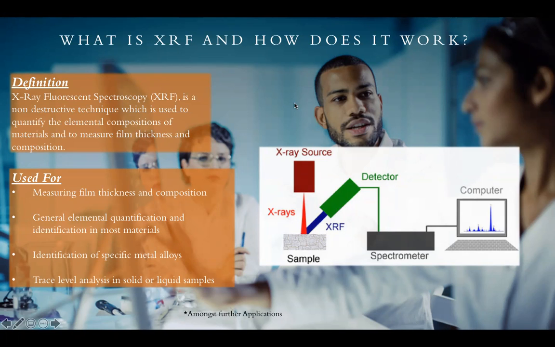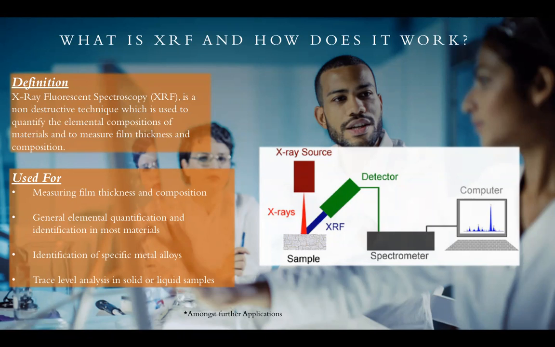X-ray fluorescent spectroscopy is a non-destructive technique used to both qualify and quantify the elemental compositions of different materials. It's typically used for measuring film thickness and composition, and the general elemental quantification and identification of most materials. The identification of specific metal alloys is its most common use, and a less common use is trace level analysis in solid or liquid samples, as more efficient models of analysis are available, such as HPLC, atomic absorption spectroscopy, and so on.